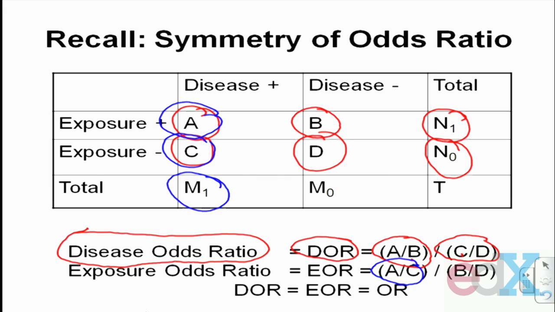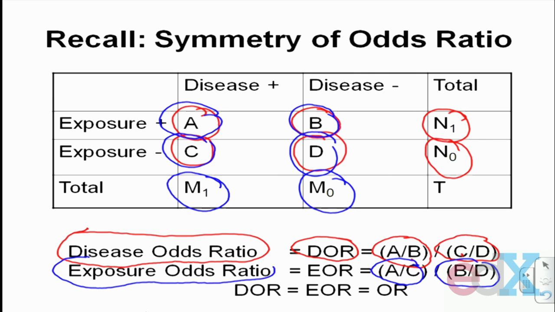If I look down the second column and see there were M0 people who did not develop disease, I could calculate the odds of exposure among all those people who went through the cohort study and did not develop disease. B of them were exposed, D of them were non-exposed, so B divided by D is the odds of being exposed among those people who did not develop disease. I could take their ratio and I'd be measuring the exposure odds ratio: the odds of exposure among the people who got disease, A divided by C, divided by the odds of exposure among people who did not get disease, B divided by D. Let me call that EOR for the exposure odds ratio.